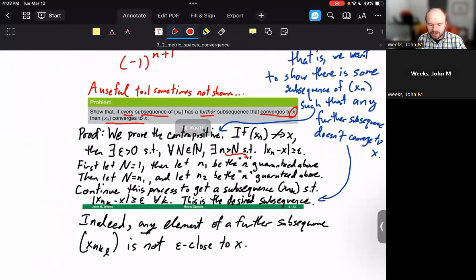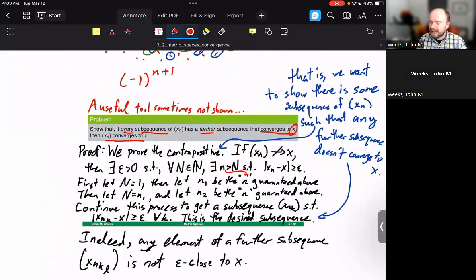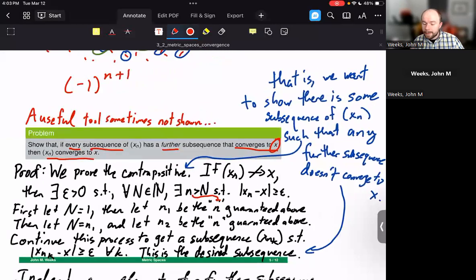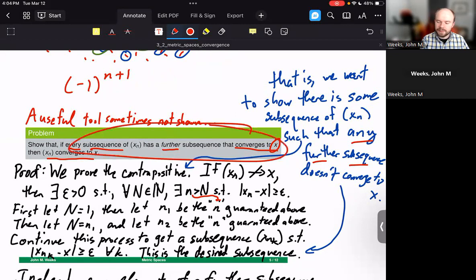Remember that the way the contrapositive works is that you start by saying x_n does not converge to x. And then we want to show there is some subsequence of x_n such that any further subsequence doesn't converge to x. That's negating the antecedent part of the conditional, saying there exists some subsequence of x_n such that any further subsequence of that subsequence doesn't converge to x.